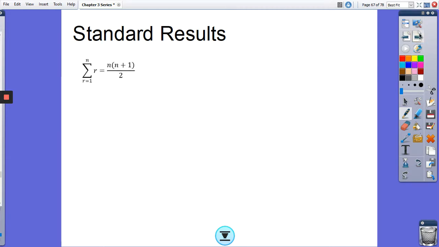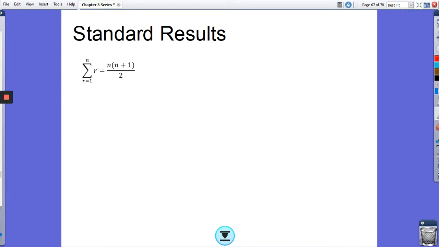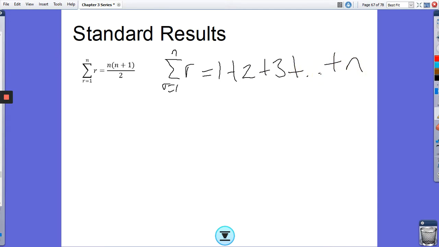Okay, this one's slightly more complicated. If we start at r is 1 and we sub in 1, then 2, 3, 4, all the way up to n, and you add all those up, you get this result, which is n over 2 times n plus 1. So the sum of r from r equals 1 through to n is 1 plus 2 plus 3, all the way through to n. This, of course, is for triangular numbers.